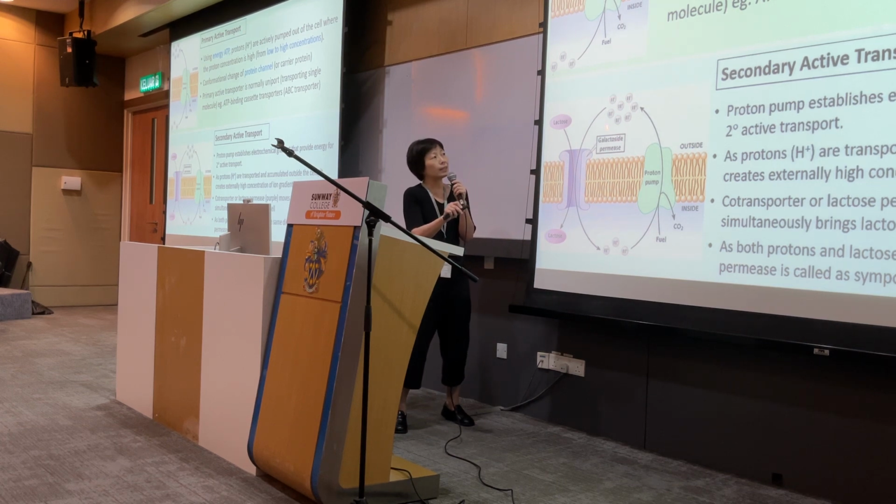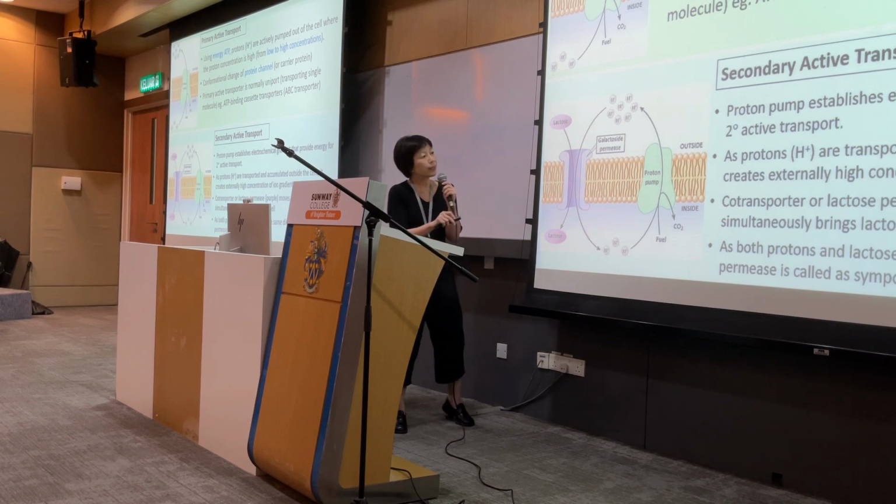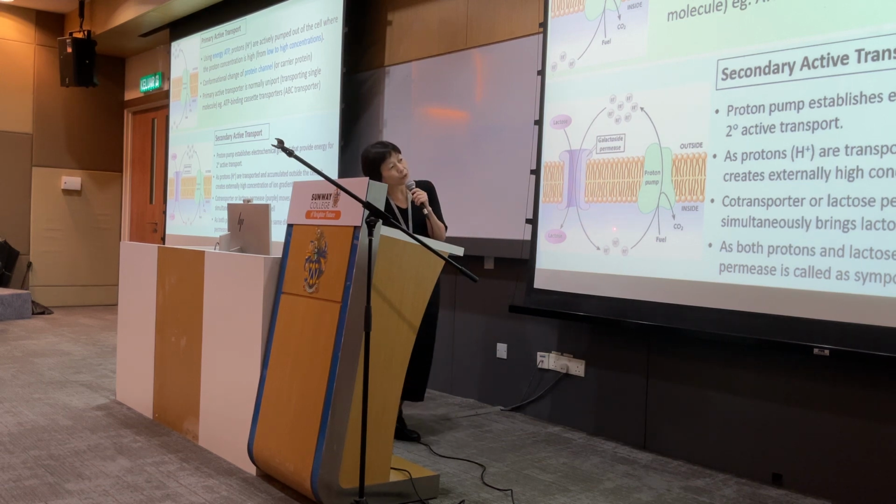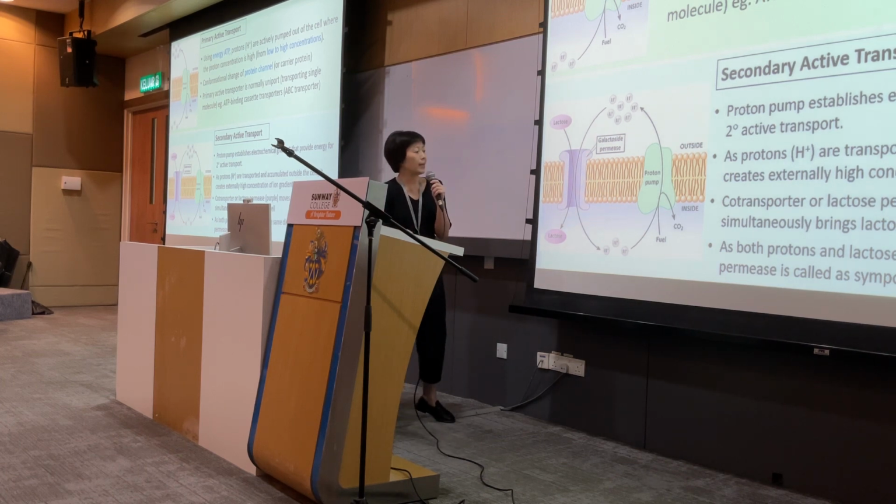When you pump this proton out, you create a high proton concentration outside. Now, not too far from this proton pump, there is a co-transporter. Here, the co-transporter is called lactose permease. This lactose permease, as the name says, transports lactose into the cells. It's sort of like uptake of nutrients. Now, how do they do that?